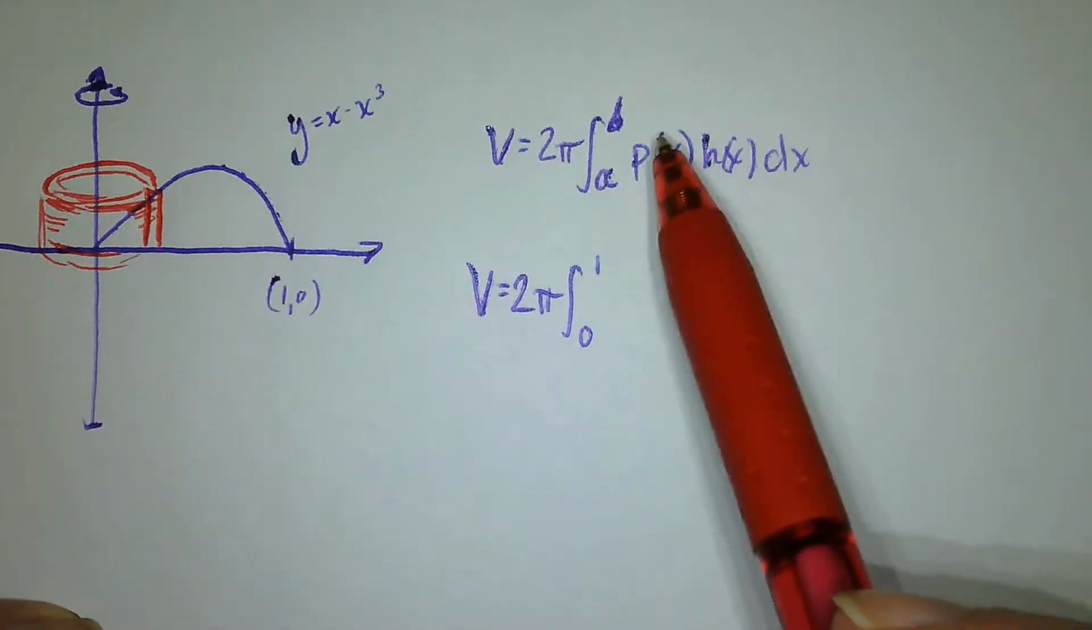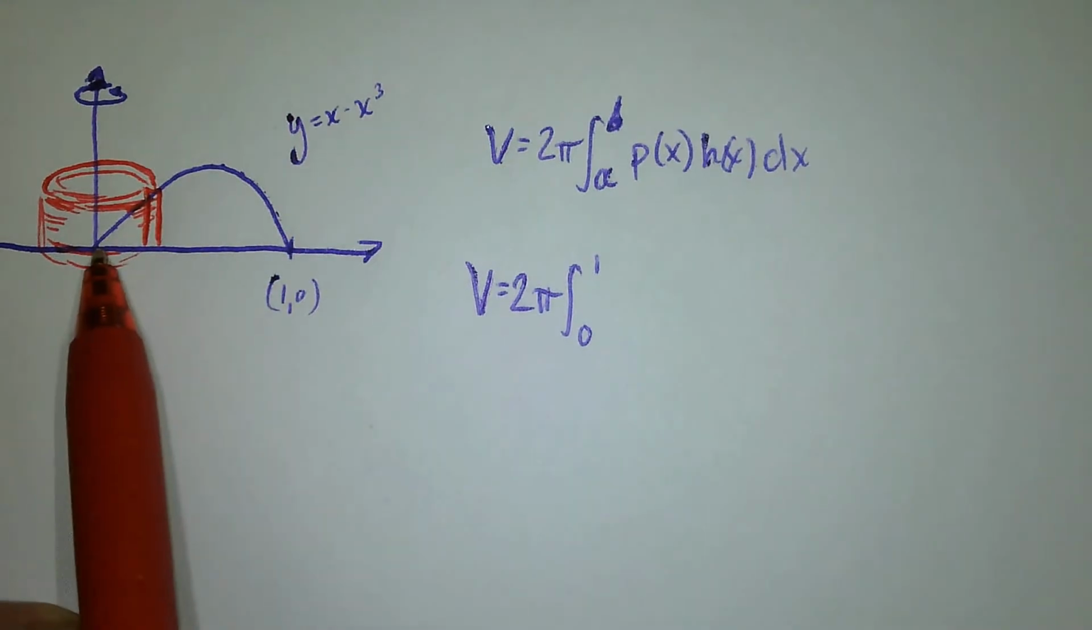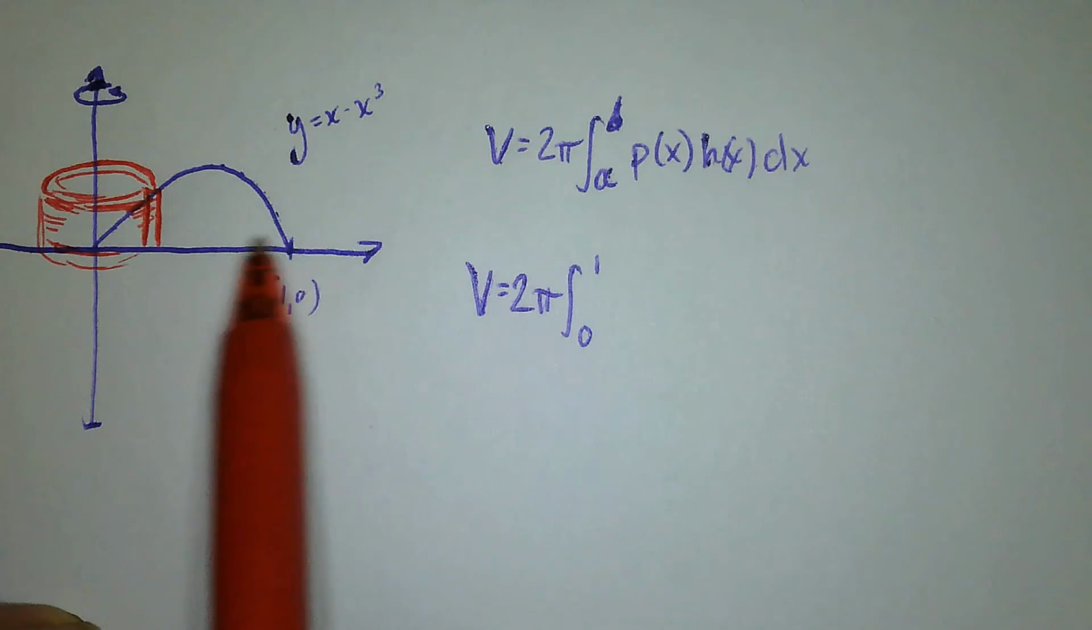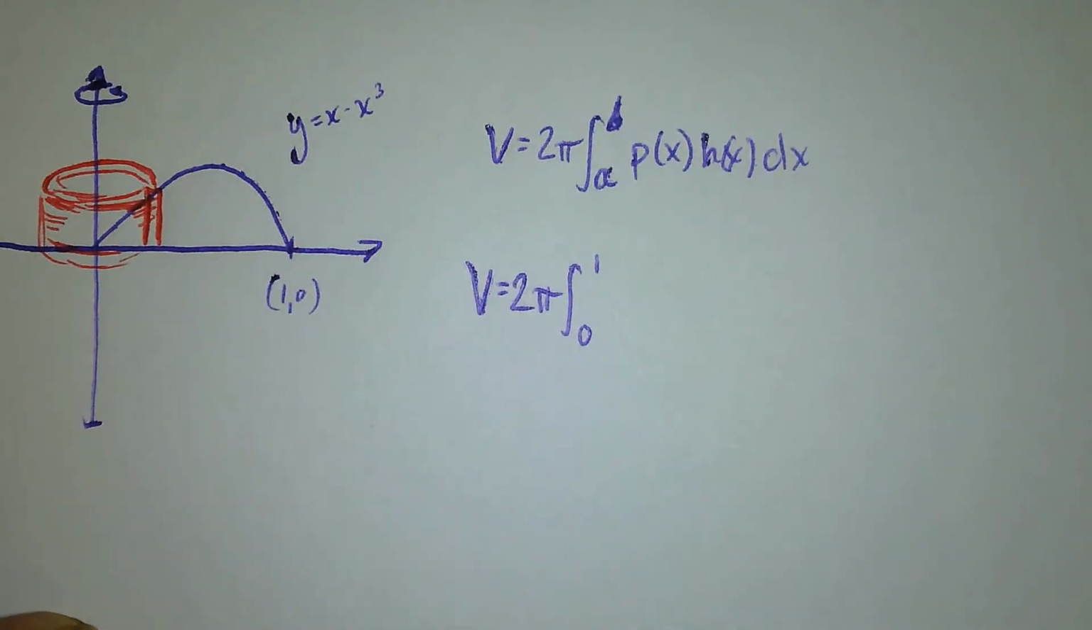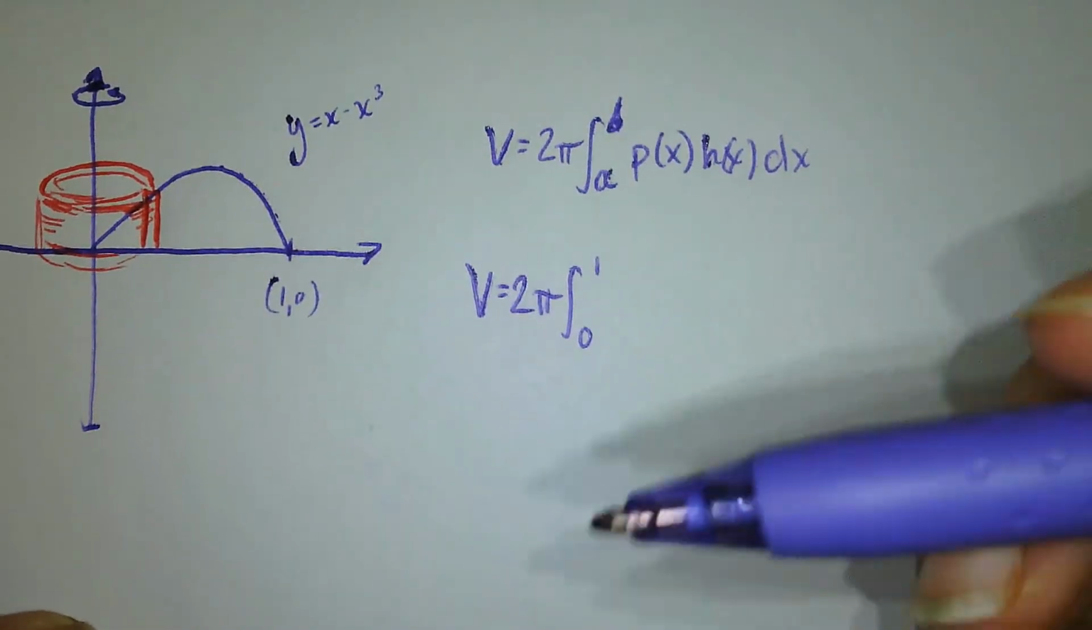So let's do p of x. p of x is the radius. Well, the radius is just going to be x, right? Because the radius is just going to move outward. Right here it would be a really small cylinder. Out here it would be a really large cylinder. So that's simply just x.